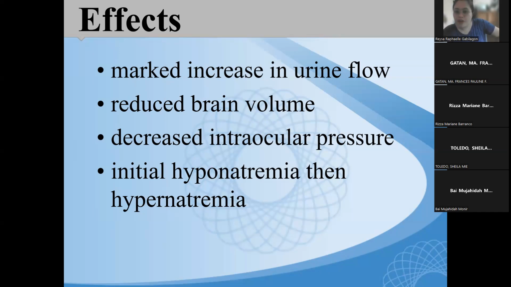Therefore, there will also be a decrease in the IOP. And then initially, there is hyponatremia and then hypernatremia. That's the effect of the mannitol. Since its activity is the movement of water, only water will move, class. So sodium will be left behind. So initially, there will be hyponatremia due to the initial movement.